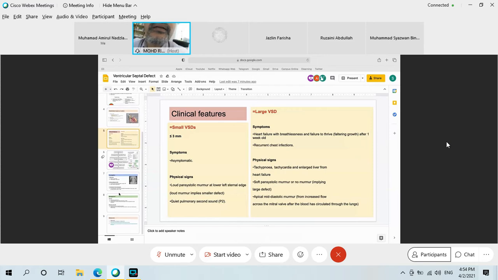Okay, so this part, thank you, important part to, okay. So the small VSD dengan large VSD. Okay. Oh, dia nak ni. It's okay.